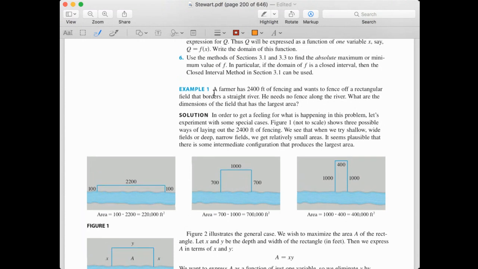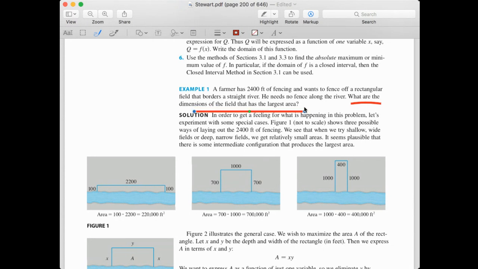Example 1. A farmer has 2,400 feet of fencing, and wants to fence off a rectangular field that borders a river. He needs no fence along the river. So what are the dimensions of the field that has the largest area? So this is the question.